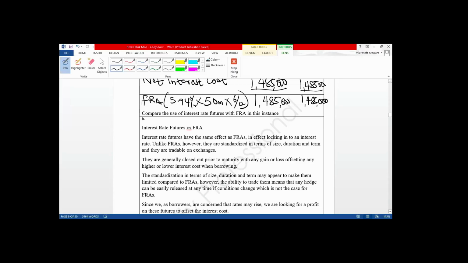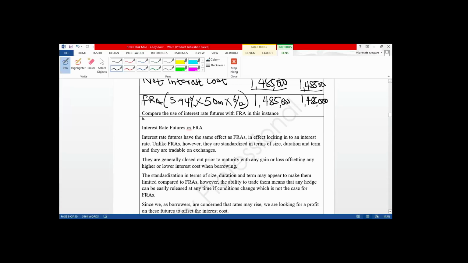Unlike FRAs, agreements are not standardized. It can accommodate fractions. But futures contracts cannot accommodate fractions. It must be standard contracts. Also, standardized in terms of duration. Futures contracts are for a 3-month period. You have March contract, June contract, September contract, and December contract.